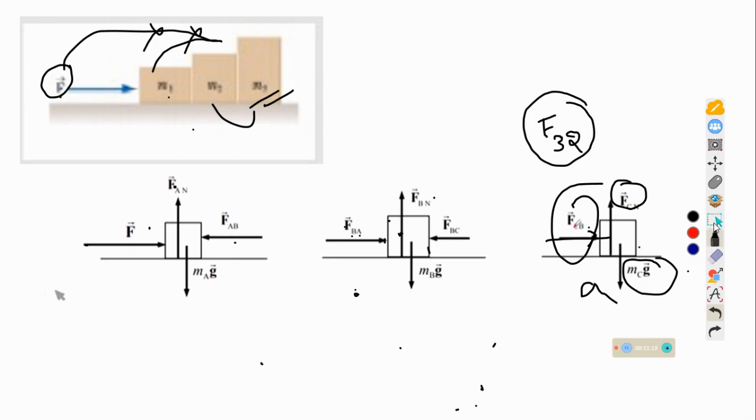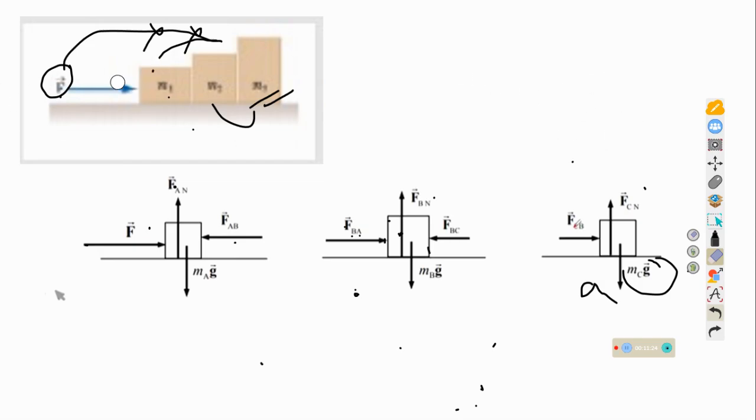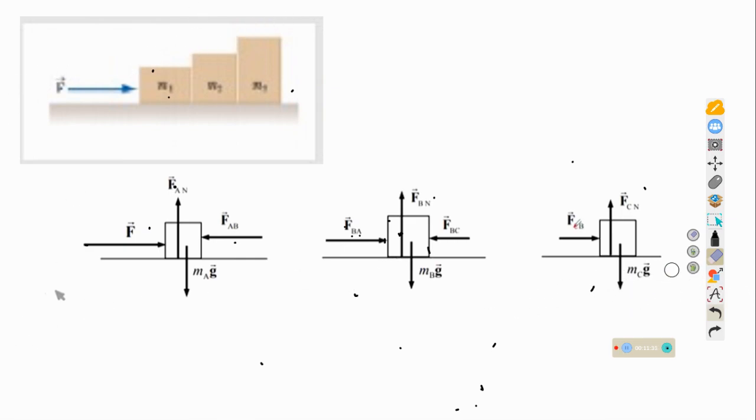So in this way, friends, we can draw free body diagrams. That is first question. 1 minute, friends, let me erase it. So we have finished the first question.